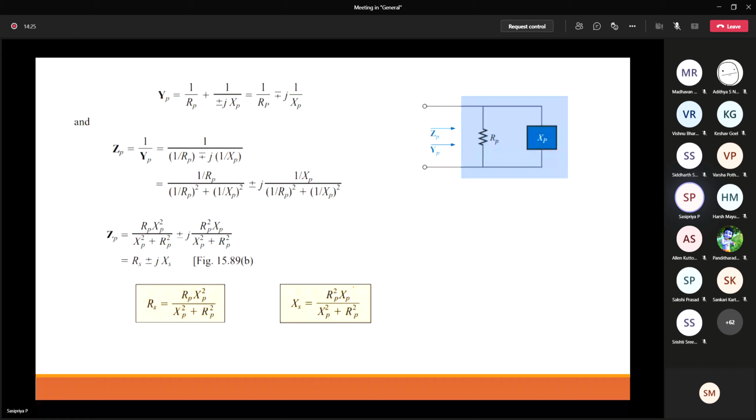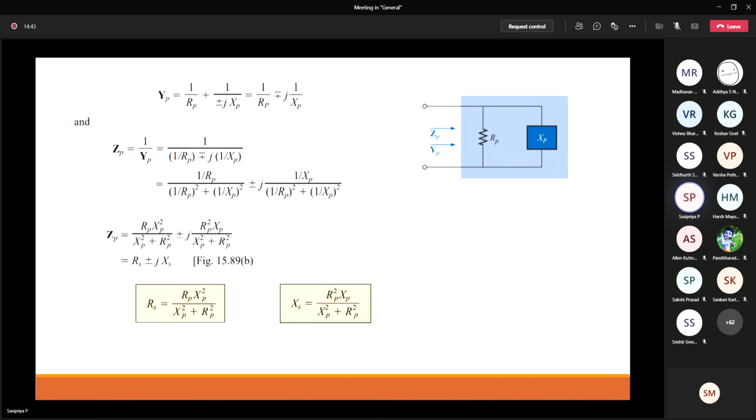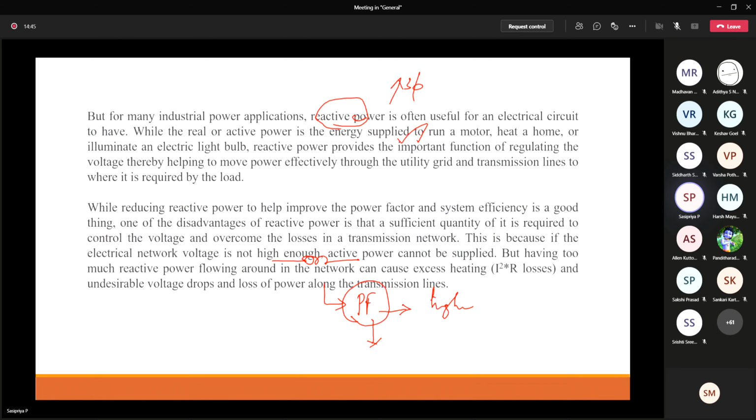Now here, this is a parallel network and this is a series network. Okay, I have my parallel network here.